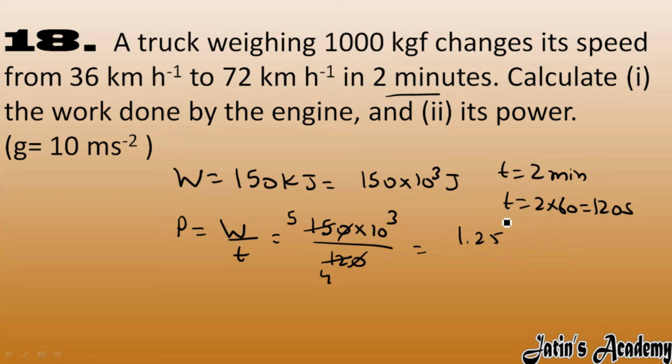So into 10 raised to power 3 watt. Okay, so here it is multiplied, so it becomes 1250 watt. So power we have calculated as 1.25 into 10 raised to power 3 watt, or you can also write 1250 watt.